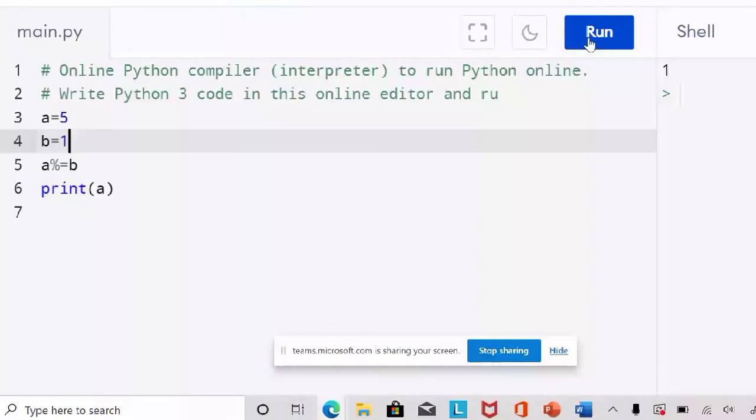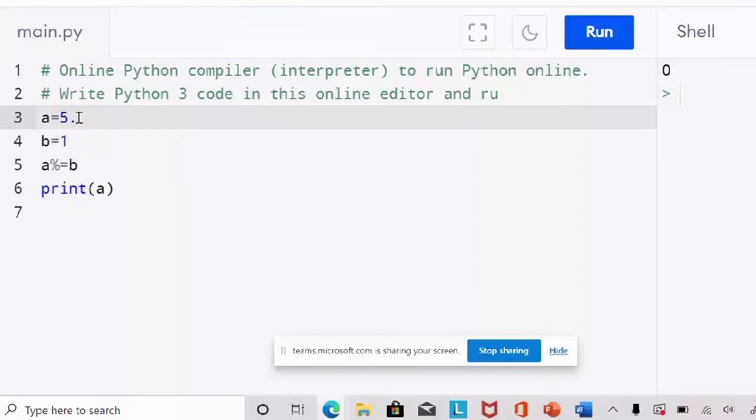That's 0, right? If I say 5.5 mod 1, how much is the remainder? This is a typical question. Any guesses for this? What will the remainder be, Nana? 0.5, right? 5 times, and the remainder is 0.5. Yes, sir. Very good, Nana.